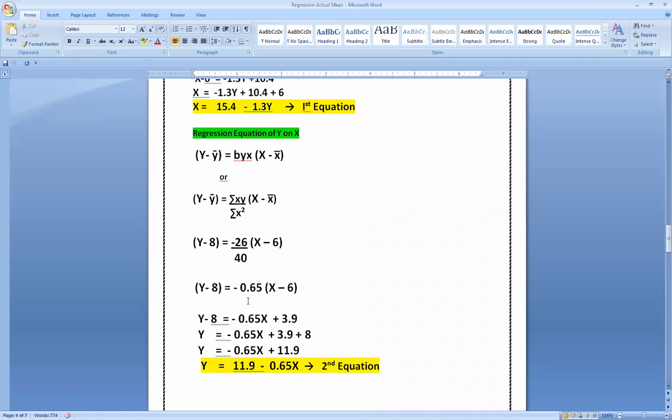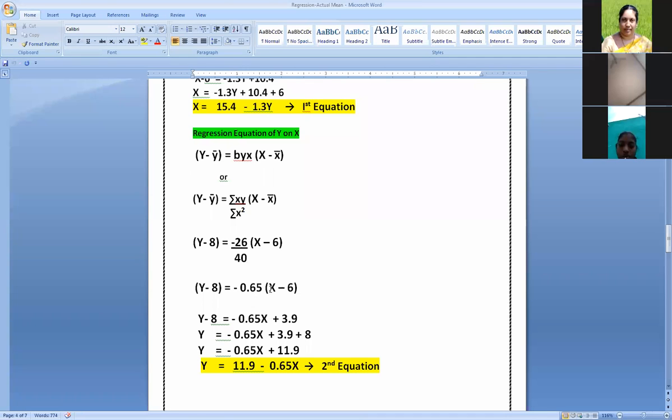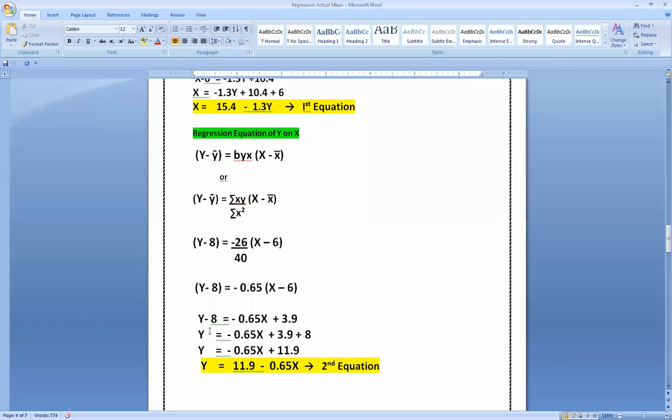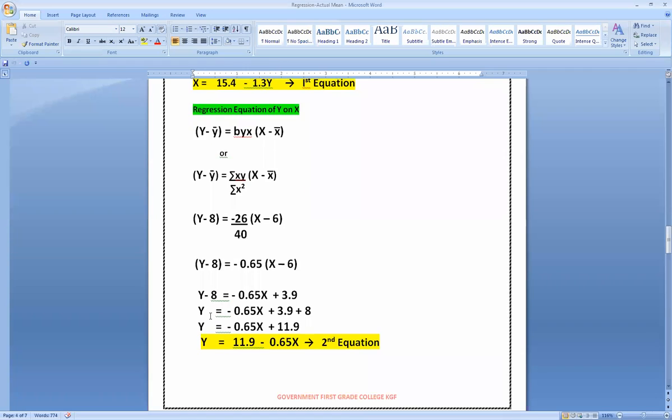Therefore y minus 8 equals minus into plus is minus, 0.65 into x is 0.65x, minus into minus is plus, 0.65 into 6 is nothing but 3.9. Now we are shifting all the numbers at the left side to the right side. So y equals minus 0.65x plus 3.9, and this minus 8 will become plus 8.